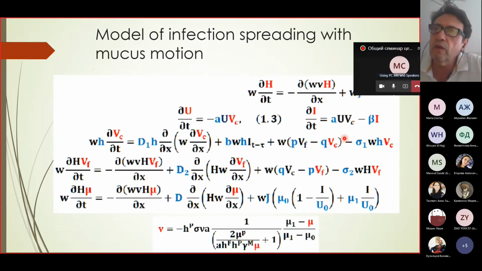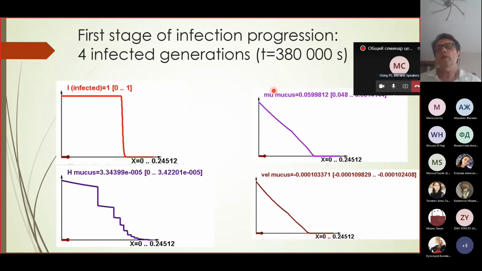So let us see. This is again all these equations. We discuss them. Now, in fact, from the point of view of mucus and lung obstruction, there are 3 stages of infection progression. So look, let us consider this first stage. This red line shows the concentration of infected cells. It is adimensional, changes from 0 to 1.